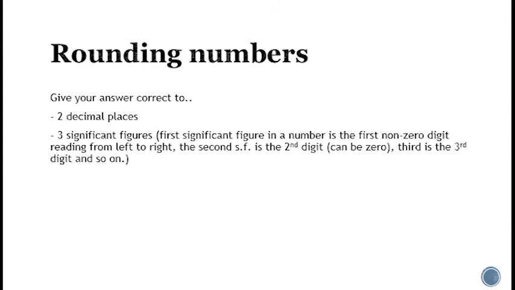First significant figure in a number is the first non-zero digit reading from left to right. The second significant figure is the second digit, it can be 0. Third is the third digit, and so on. So basically it means that, for example, 0.0073, first significant figure is 7 instead of the first 0.